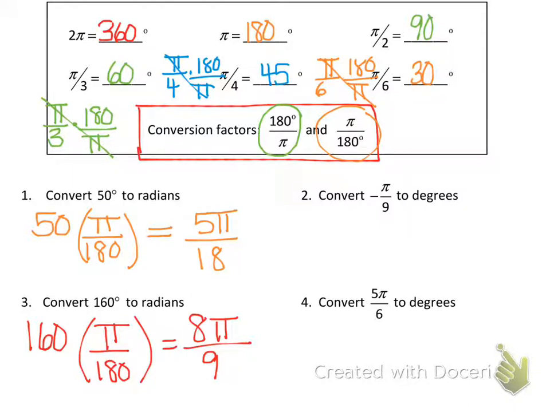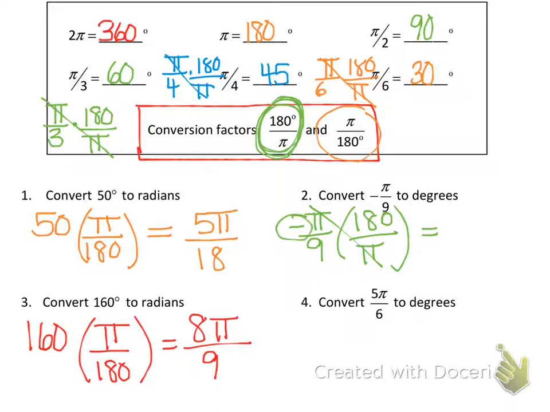Now we have degrees, so we're going to go back to 180 over pi. So we have negative pi over 9 times 180 over pi. Pi's cancel. 180 divided by 9. Actually, negative 9, because there's a negative right here, is going to give me negative 20 degrees.